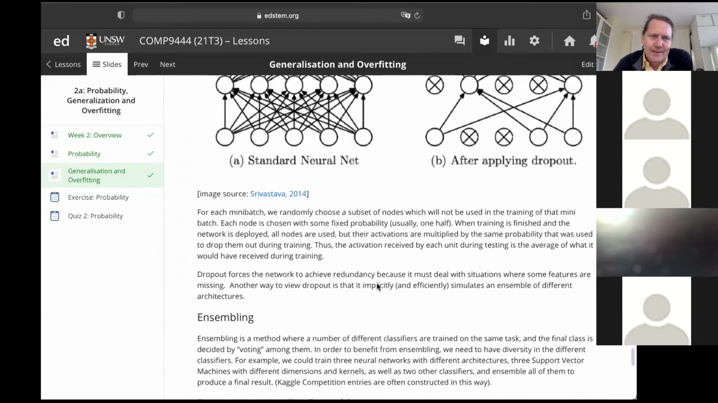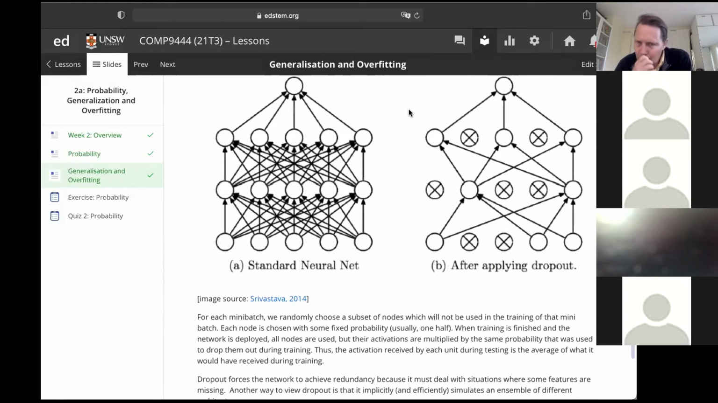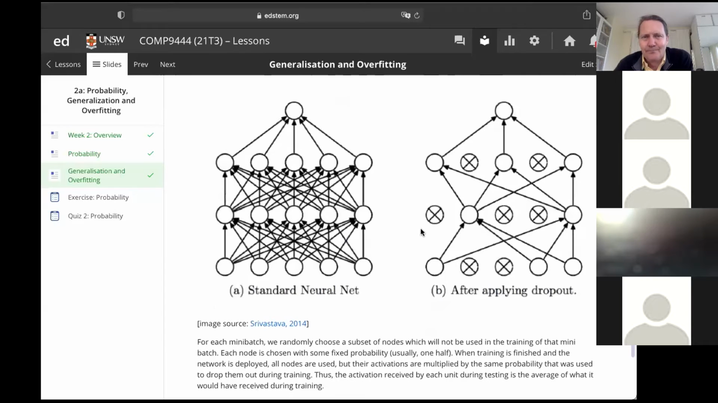So, overfitting. One method of avoiding overfitting in deep neural networks is dropout. When you're training, for each mini batch, you randomly select certain nodes that are going to not be active for that mini batch.